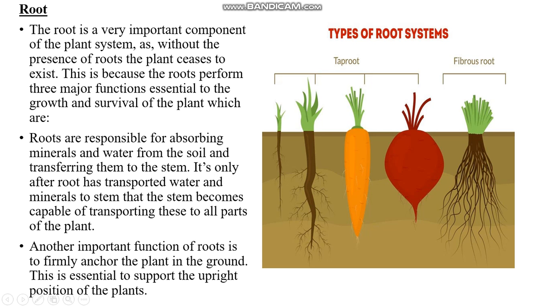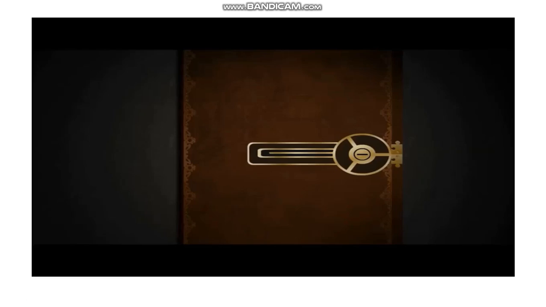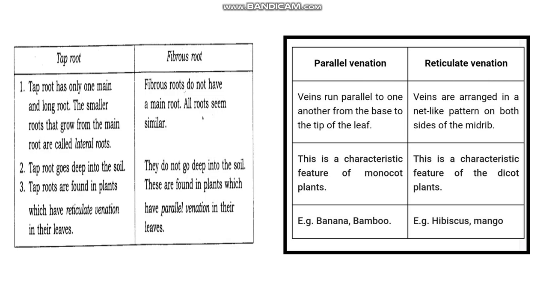This type of taproot exists in plants which have reticulate venation, and fibrous roots exist in plants whose leaves have parallel venation. Examples of taproot can be seen in carrot, turnip, beetroot, and examples of fibrous root: banana, wheat, maize, onion, bamboo, etc. Next we will see the differences between the taproot and fibrous root.